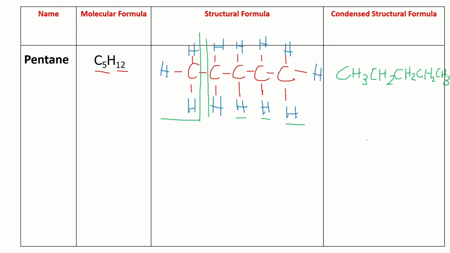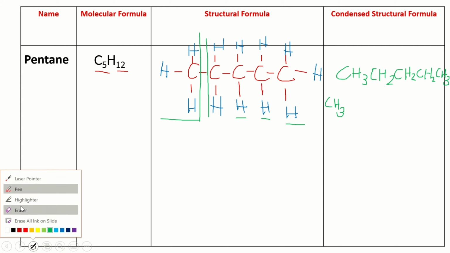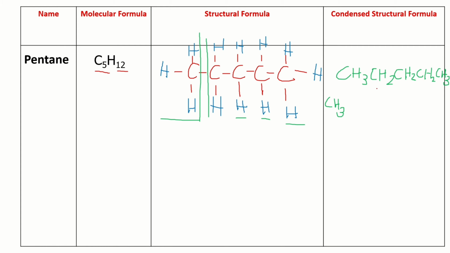Now, we can write another form of condensed formula of this compound. Okay. And how many CH2 do we have? You can write CH2, okay, and parentheses, then 3, okay, because we have 3 CH2, and the last one is CH3. Okay.